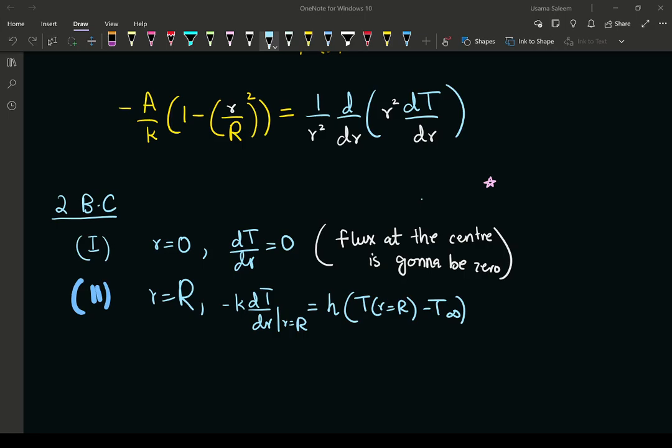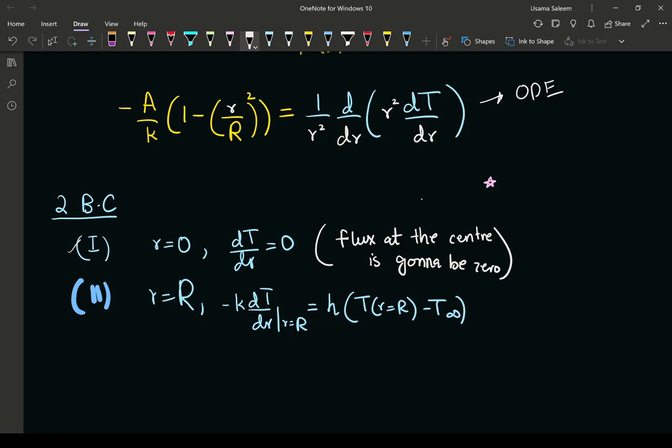Alright, welcome back everyone. So this is where we left off in the last part. We have our ODE, we have our differential equation right here, good. And we have our boundary conditions. We have two boundary conditions. Boundary condition 1, the flux at the center is going to be 0.